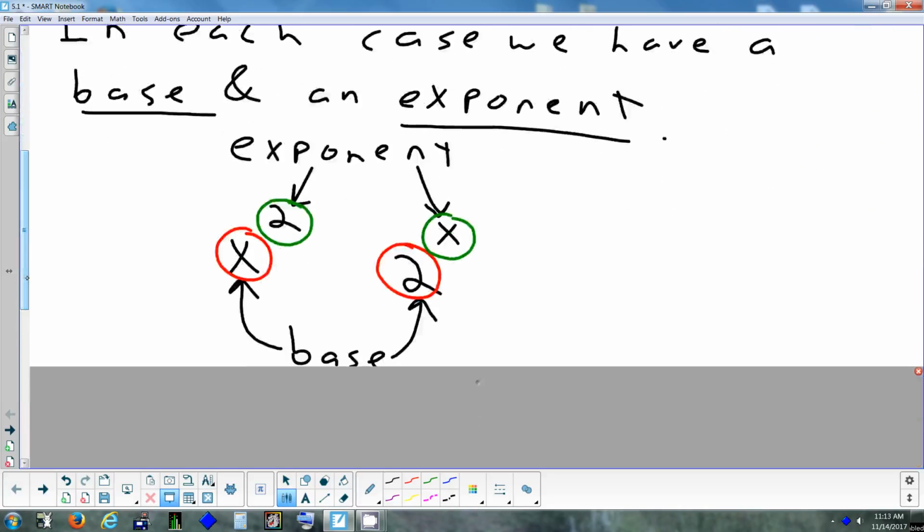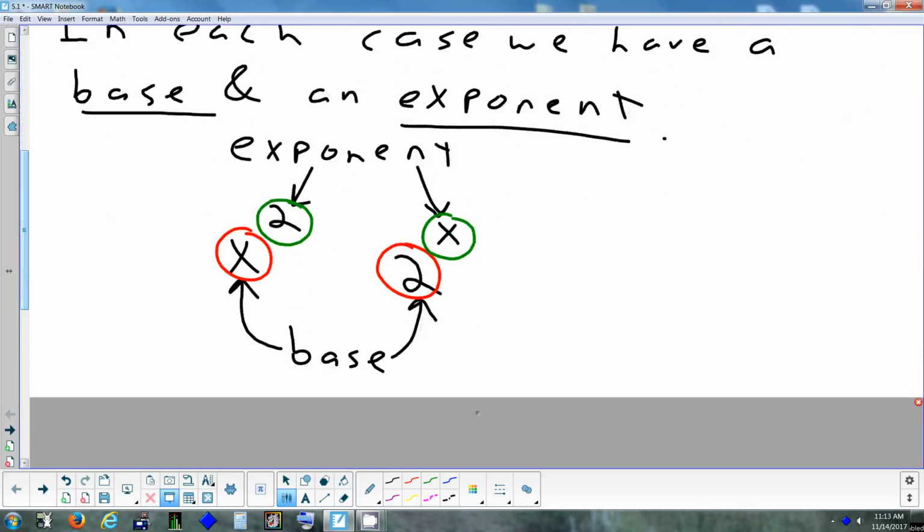The one on the right, we've switched it around. The base is 2, now that's the constant, and the exponent is an x. Does anybody have a guess which one of these would curve up faster? 2 to the x. It's going to go up much, much faster than x squared.